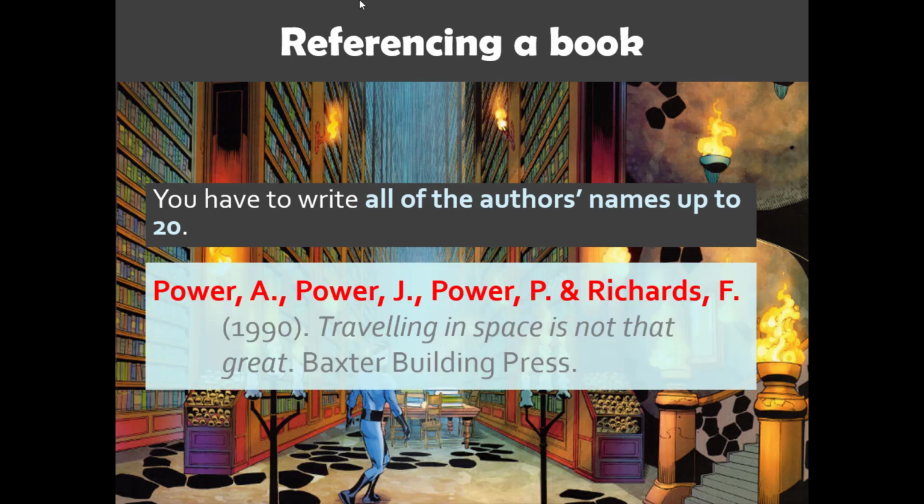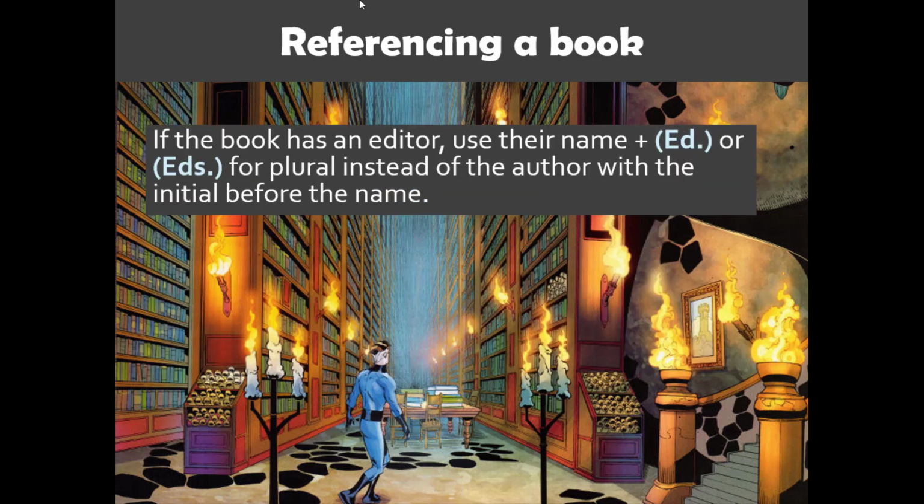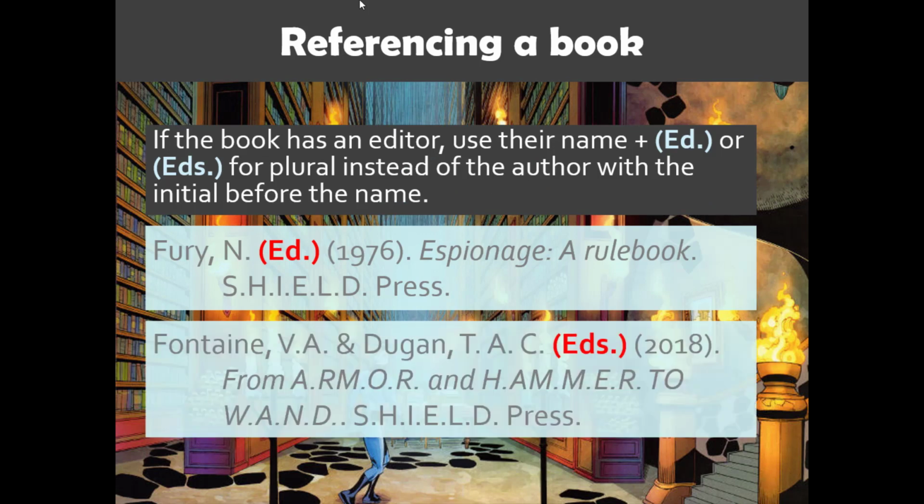You need to write all of the author's names up to 20 authors. After 20 authors, you can add an ellipsis after the 20th. If the book has an editor, you'll have to use the name and add the mention ed between brackets, followed by a full stop, or eds if there's a plural.